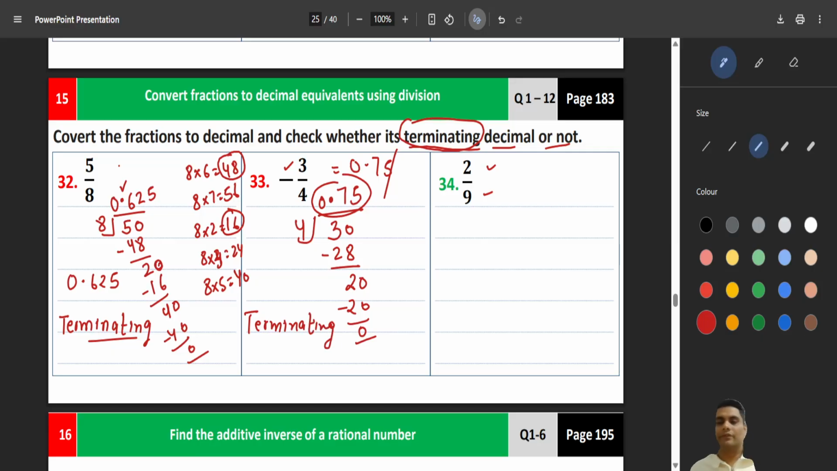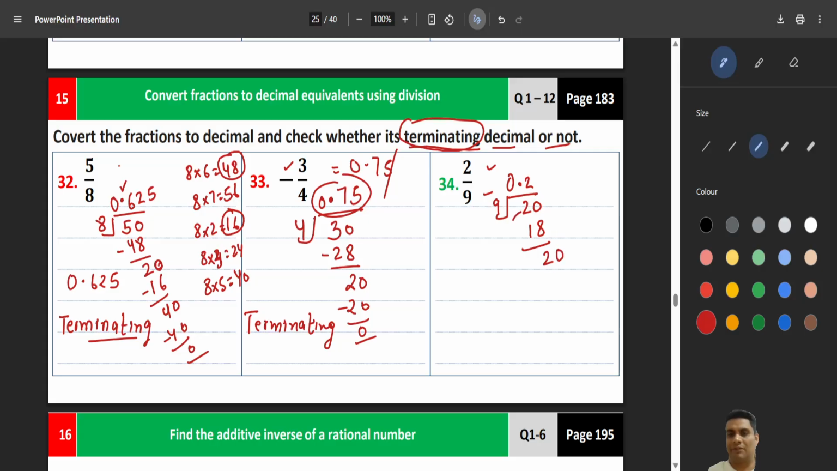Okay. The last one is 2 over 9. So 2 inside, 9 outside. Okay, I will again put a point. Why? Because 2 is smaller. So to make it big, I need a 0. And 0 yani decimal here. 9 times 2, 18. So I will 2. And again I will put 0.